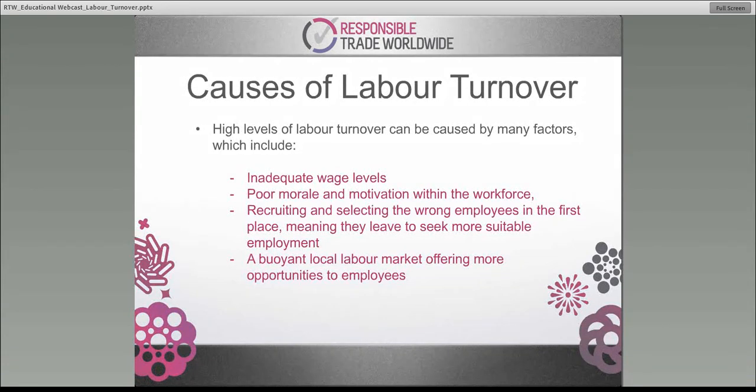Looking now at causes of labour turnover. High levels of labour turnover can be caused by many factors, which include inadequate wage levels, leading to employees moving to competitors; poor morale and low levels of motivation within the workforce; recruiting and selecting the wrong employees in the first place, meaning they leave to seek more suitable employment; and a buoyant local labour market offering more and perhaps more attractive opportunities to employees. If your wage levels are competitive and you have good recruitment and selection procedures, but are still experiencing high levels of labour turnover, there may be serious underlying problems.